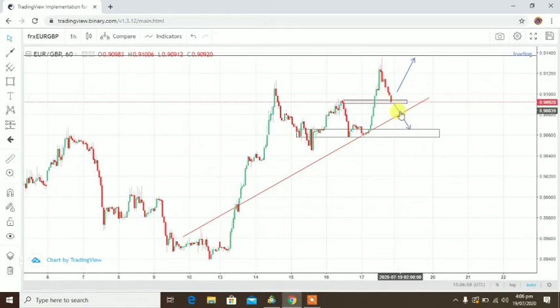And then if this should happen, we expect a possible move down to this support level, which should then form a ranging market, as we have said before. So this is our view on EURGBP. We're expecting a sell opportunity, but we also have to watch out if there will be a strong reaction to this key level, because it's also a key level in the market.